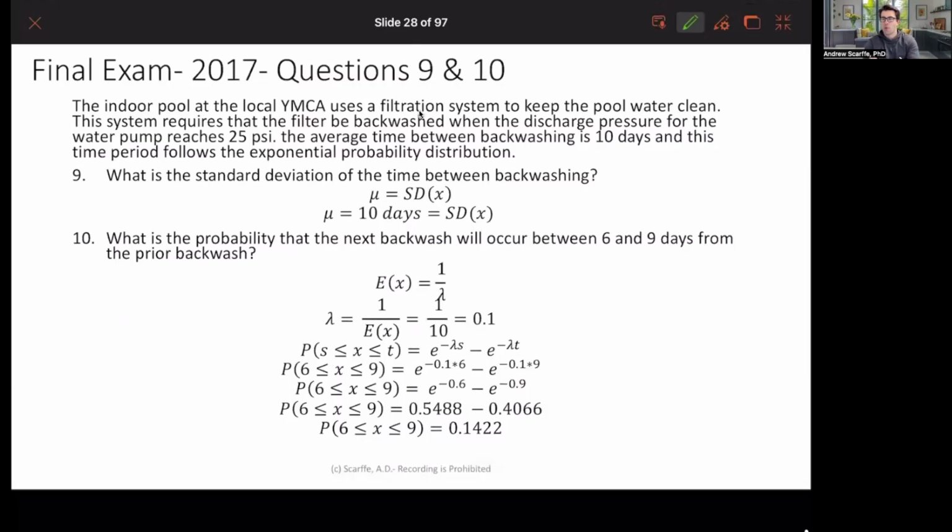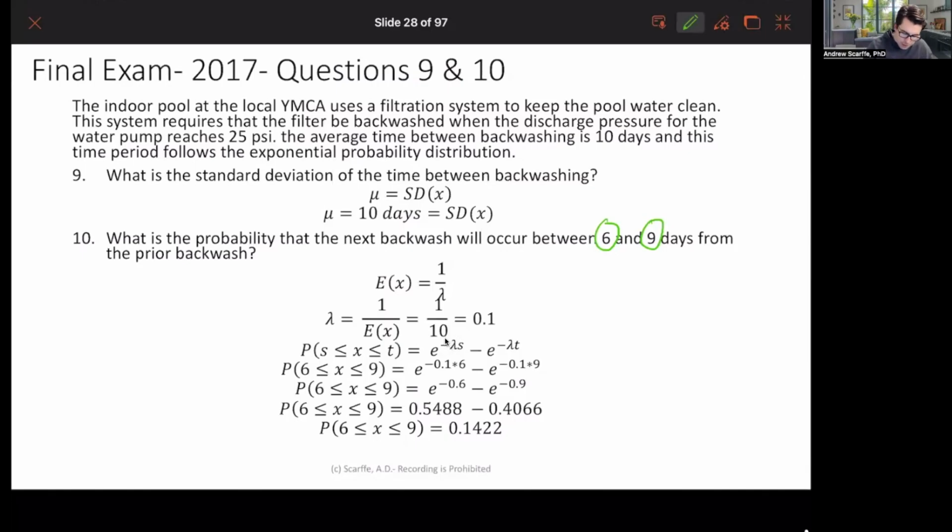In this case, we have to get our value of lambda into a per day rate, because we're saying that it's one backwash every 10 days. But in this case, we're dealing with different units. We're dealing with 6 and 9 days, individual days. So we have to get our lambda, that's our rate, into a per day basis. So one backwash divided by 10 days would be a rate of 0.1 backwashes per day.